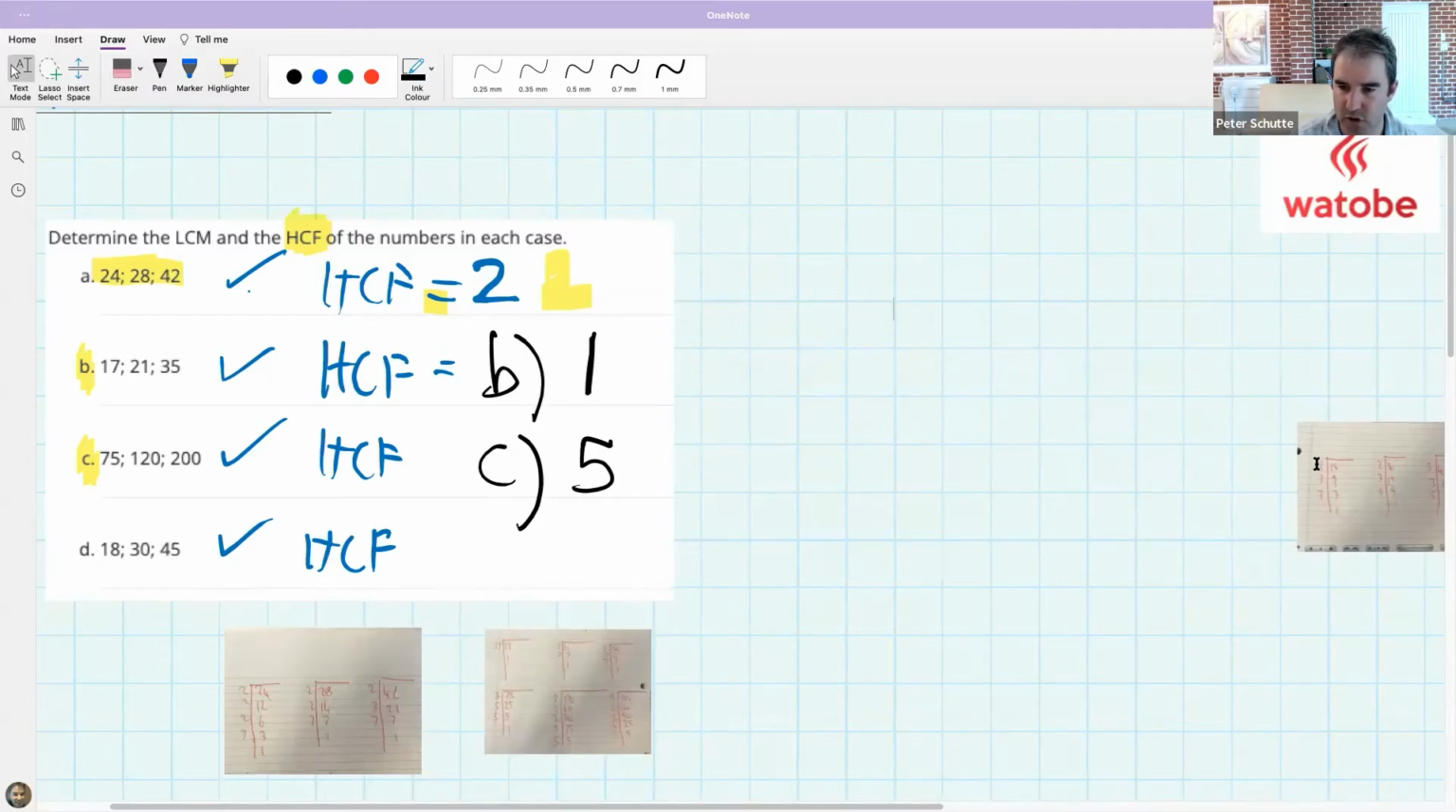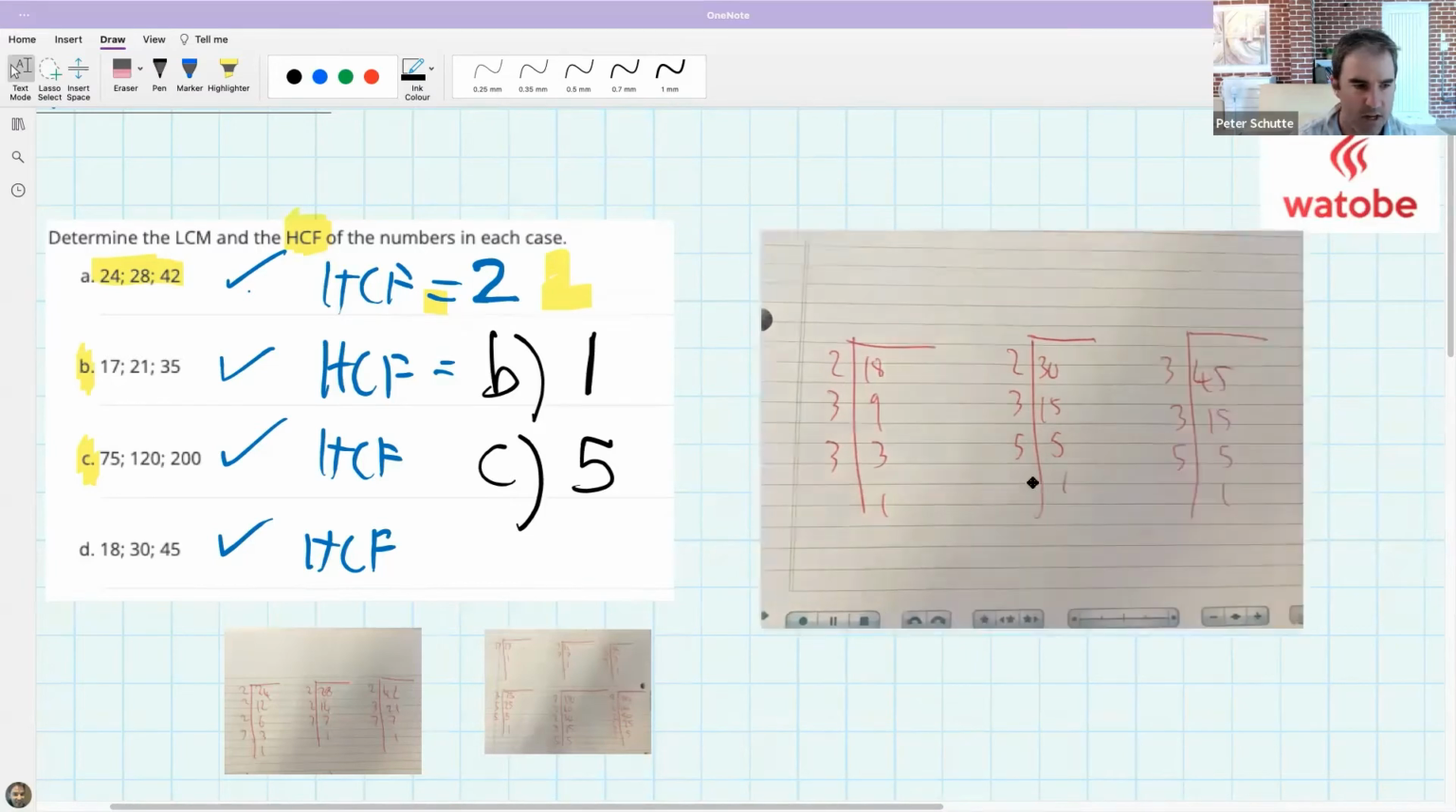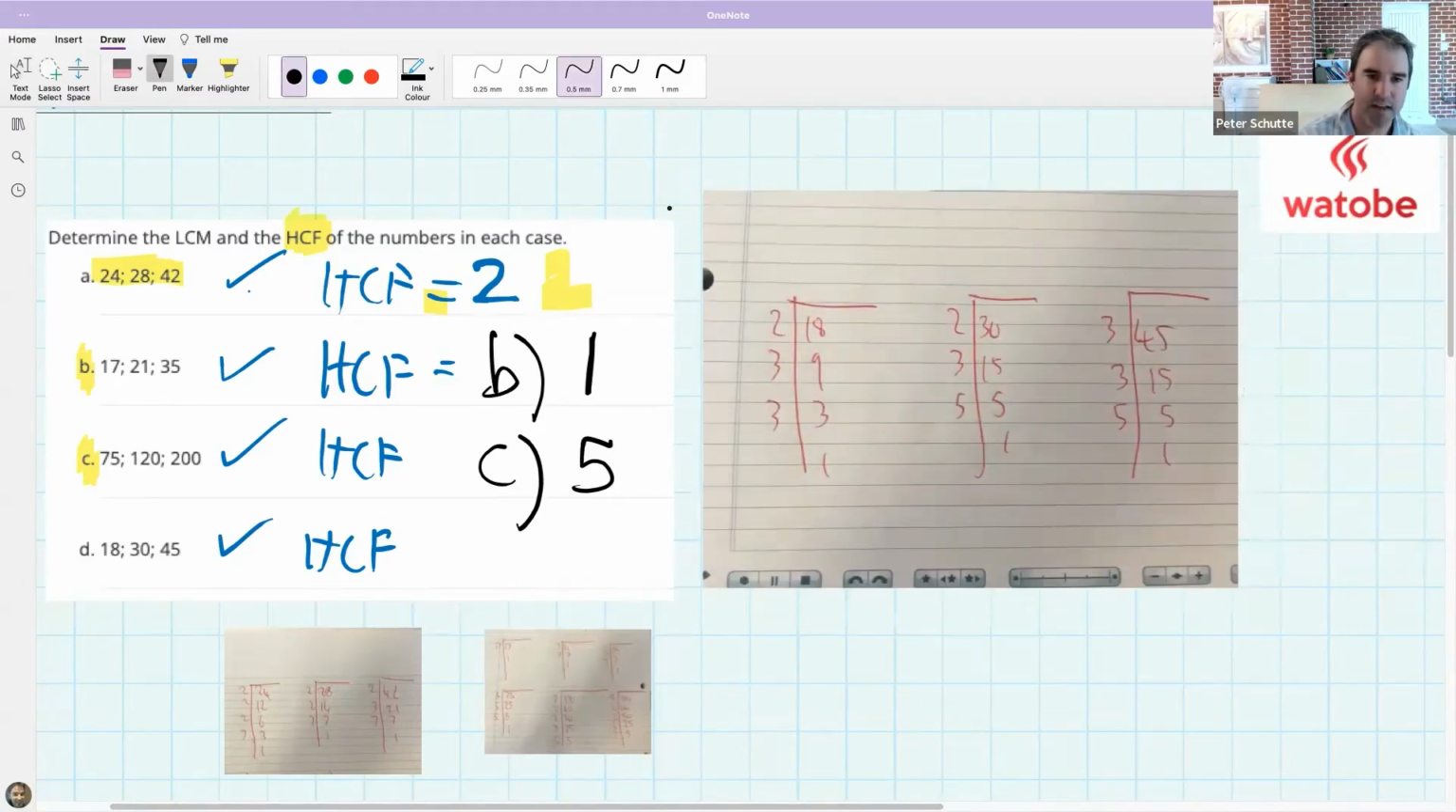I just want to try and make sure that students are up and running on this. Let's just try this last one. So the last one is D. And for D, we've given the numbers 18, 30, and 45. And I want you to find for me the highest common factor of these three.